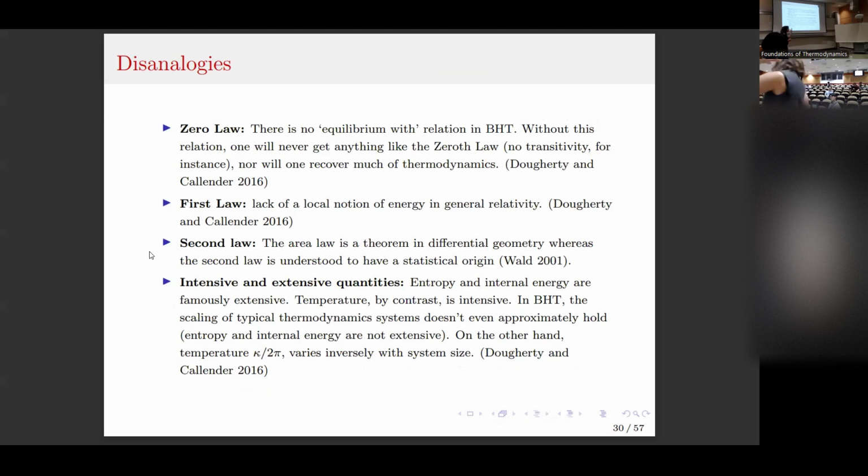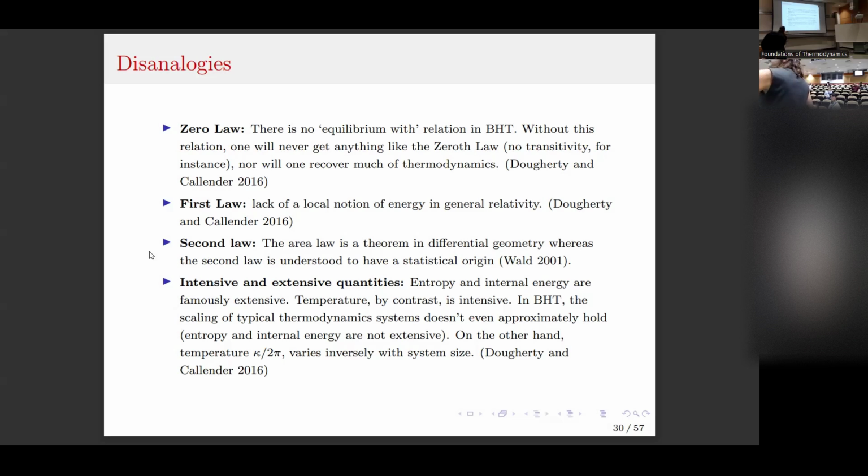So now we can zoom in on these analogies and see some problems or potential problems with all the apparent laws, or the suggested laws, of black hole thermodynamics. Again, Dougherty and Callender said that there are problems with the zeroth law of black hole thermodynamics, because in black hole thermodynamics there is no equilibrium with relation. It's very hard to understand what equilibrium with means. There is a problem with the first law as well, because there is a lack of a local notion of energy in general relativity.